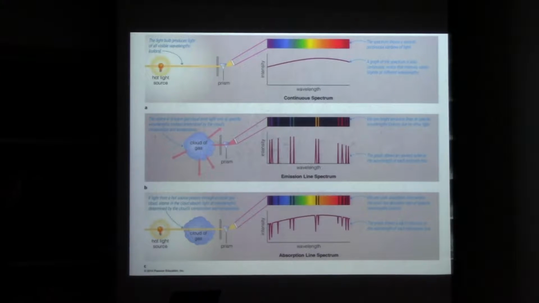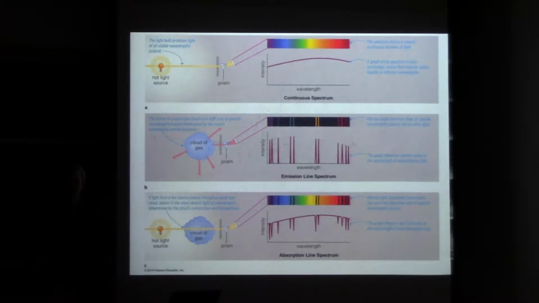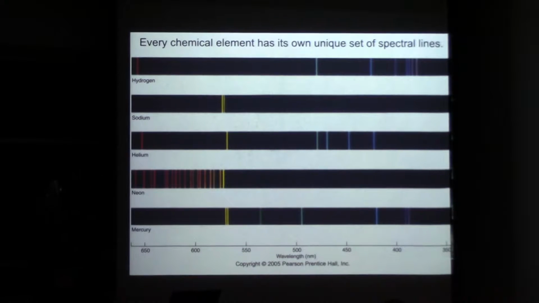Well, the cold cloud of gas, where cold really means cooler than the hot light source, will absorb light of specific wavelengths. In fact, the same wavelengths that it will emit if it's a hot cloud of gas. And so you have light missing from the spectrum at those wavelengths, and so you get a bunch of dark absorption lines. So Kirchhoff enunciated those rules before anybody understood what was going on. Now, we know what's going on, so we'll talk about that.